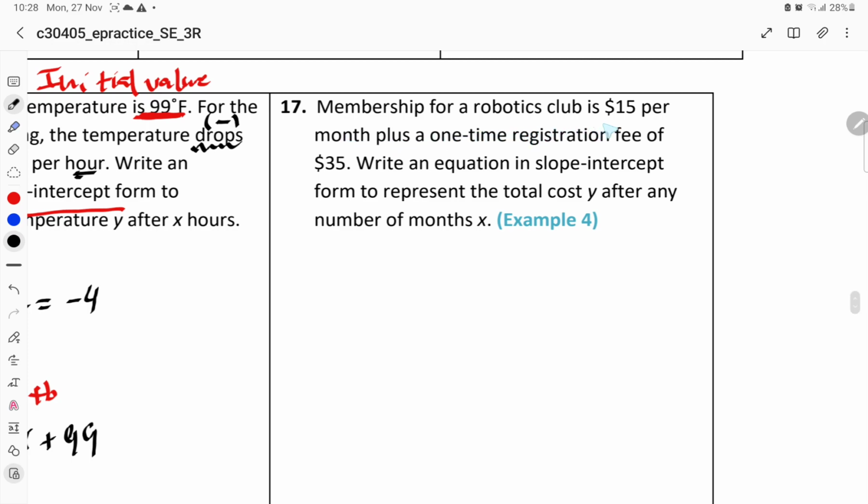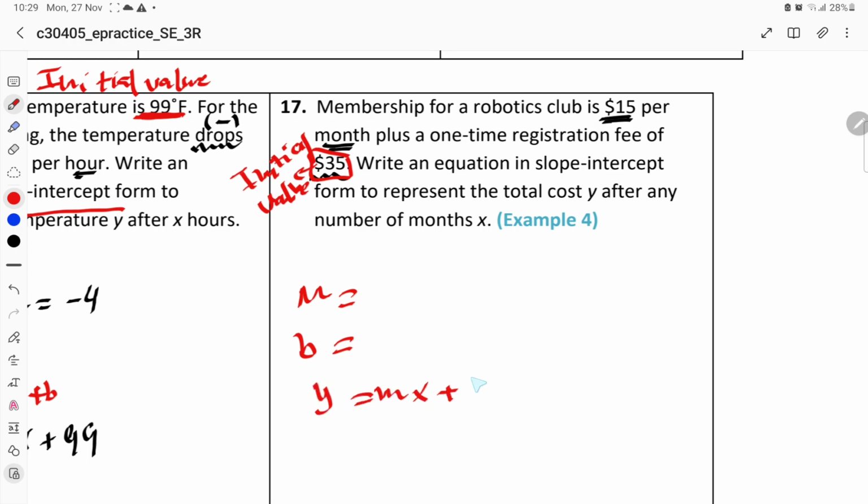Membership for a robotics club. Robotics club is $15 per month. So this is the membership, $15 per month, plus a one-time registration fee of $35. So you can figure out this. The 35 is the initial value. So if you have m, if you have b, which is the y-intercept, m is the slope, and the equation y equals mx plus b, the initial value here is 35.